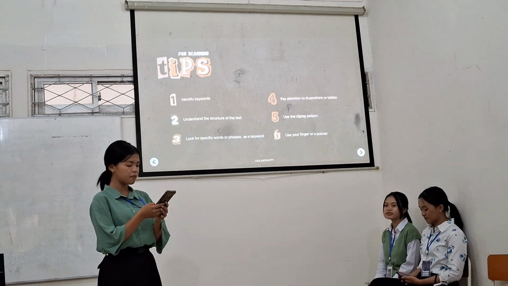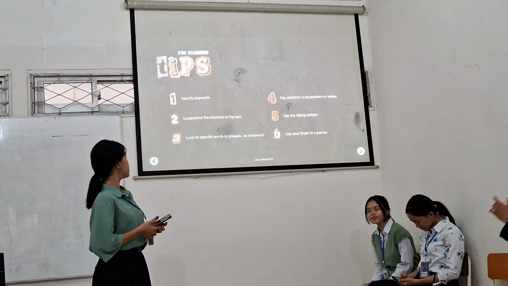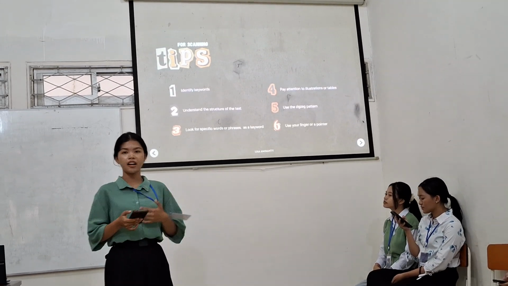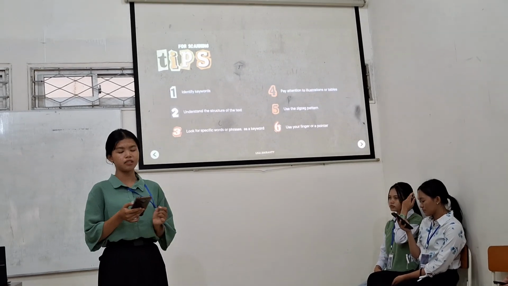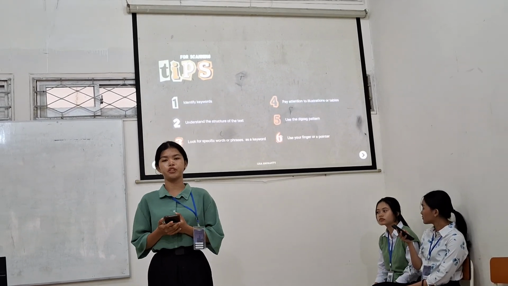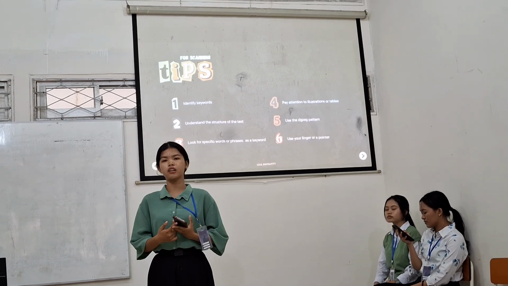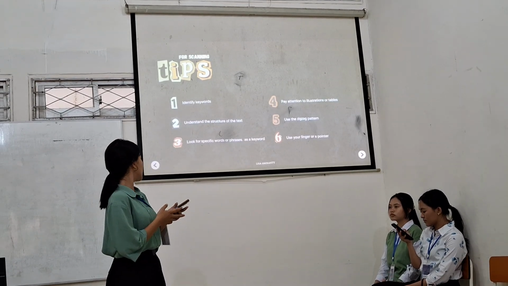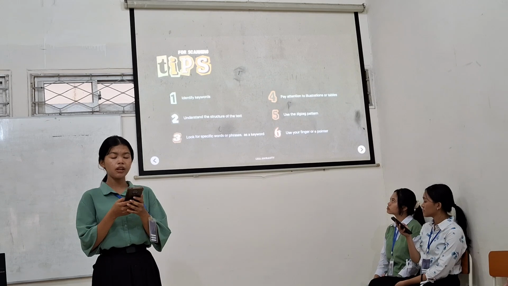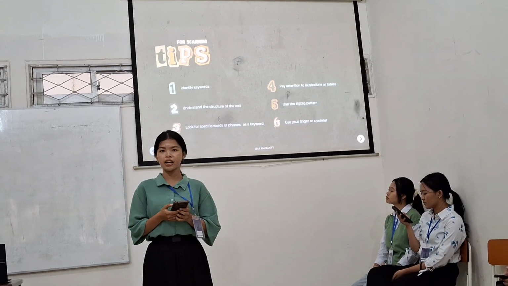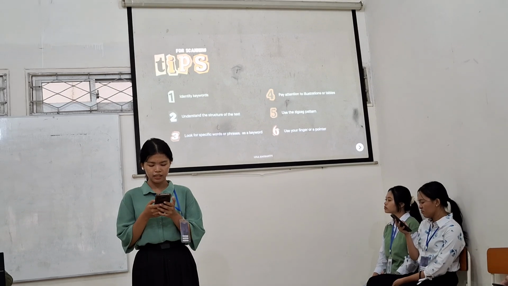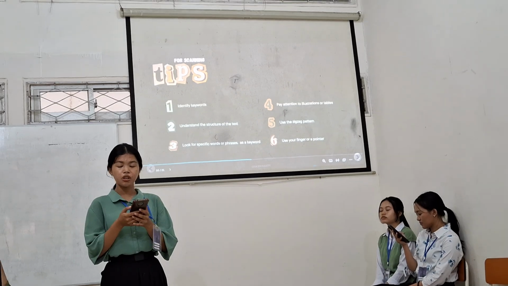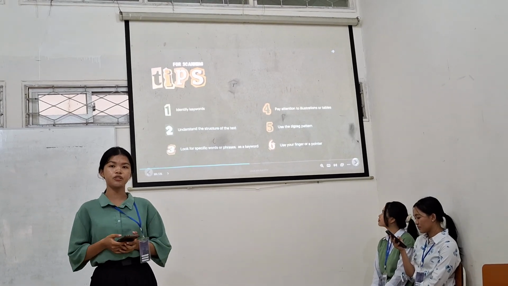And the B is about tips for scanning. One, as you can see, identify keywords. Of course, before we start scanning, we have to pick out some keywords, a few, like 2 words or 1 word or phrase that relates to the information you want to find. Two, understand the structure. Knowing the outline of the text helps you find the information more quickly. For example, in the dictionary, the words are arranged alphabetically, so you can go directly to the section you need.